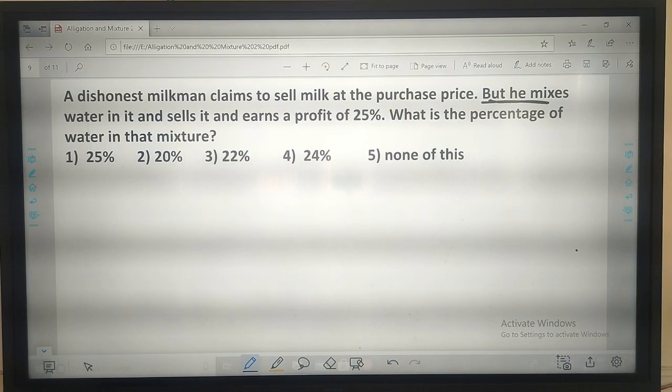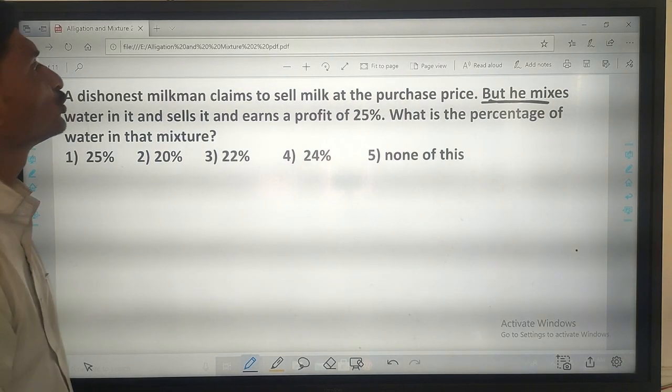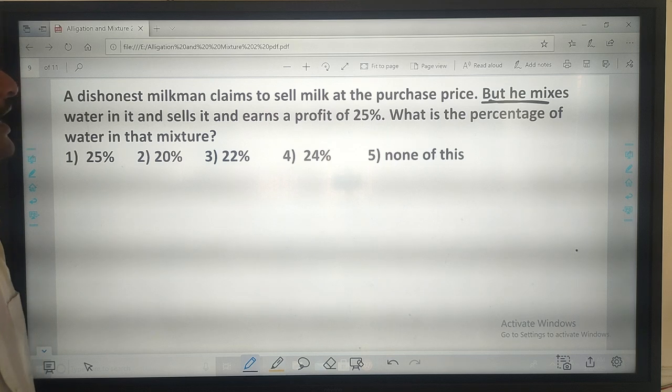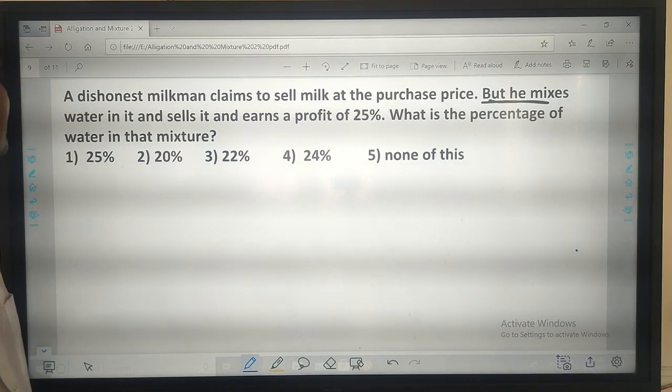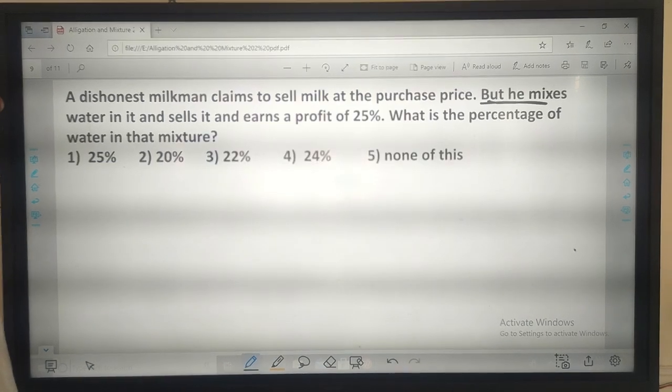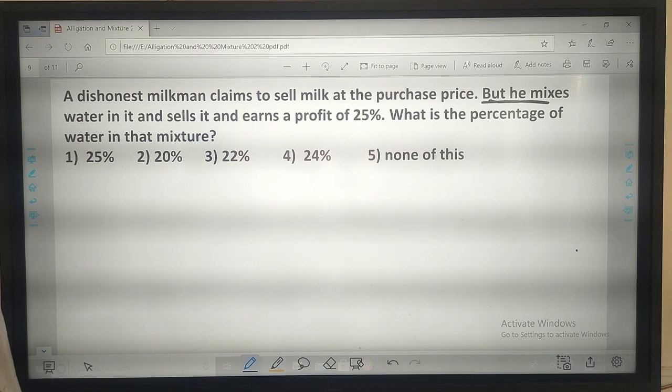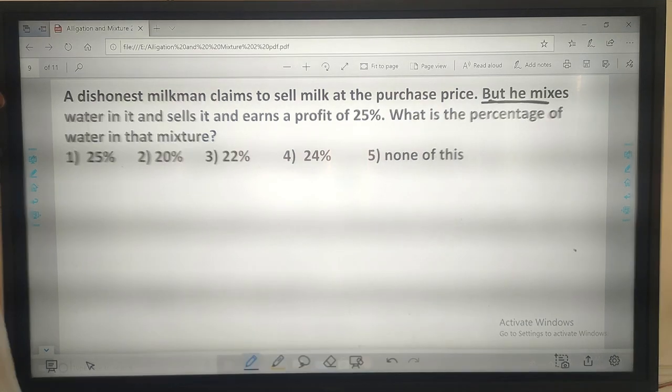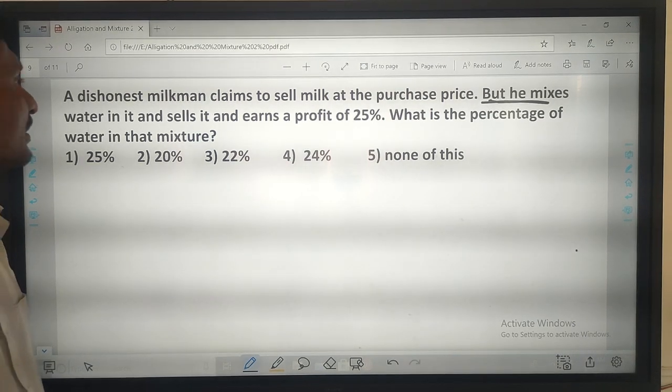Now here, a dishonest milkman claims to sell milk at the purchase price, but he mixes water in it and sells it, and earns a 25% profit. What is the percent of water in the mixture?